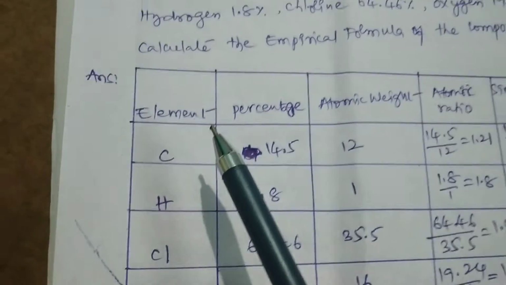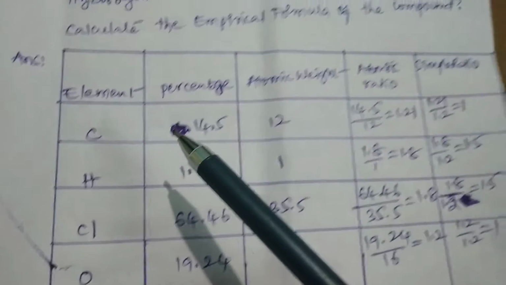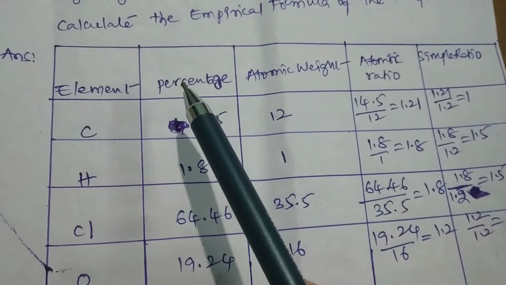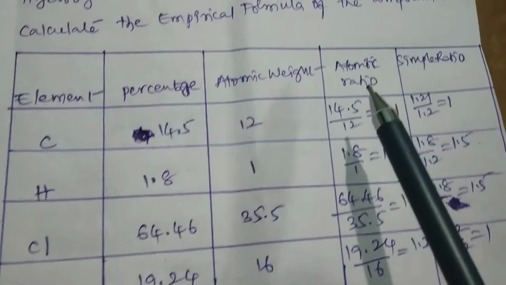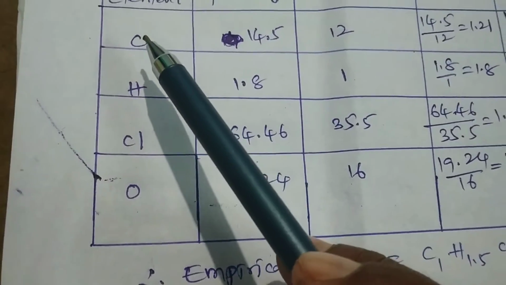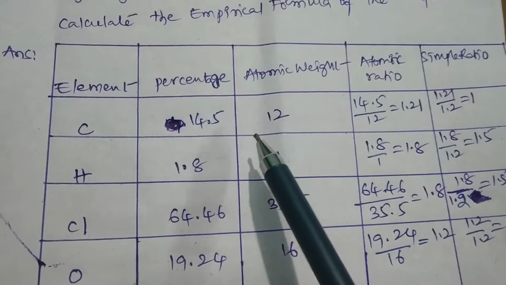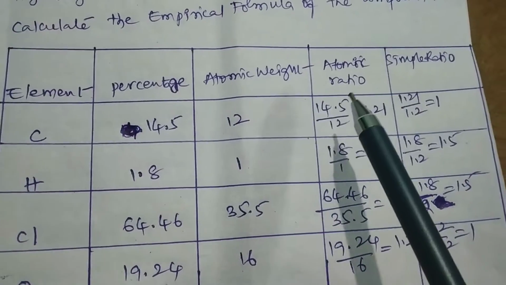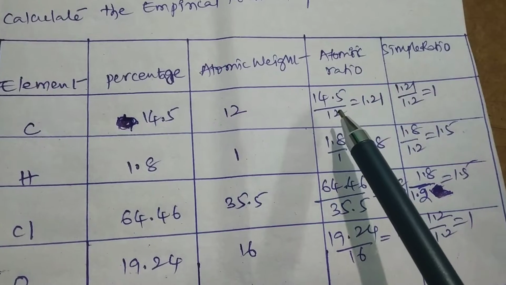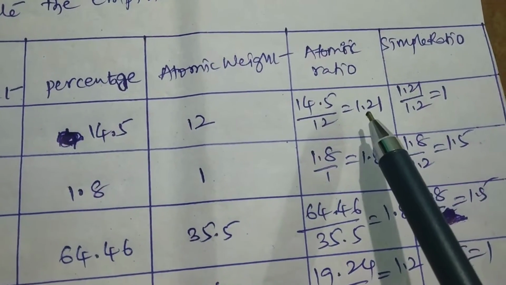The given elements are carbon, hydrogen, chlorine and oxygen. First, in a table, write the element, percentage, atomic weight, atomic ratio and simple ratio. For carbon, the percentage is 14.5 and the atomic weight is 12. The atomic ratio is the percentage of carbon divided by the atomic weight 12, which simplifies to 1.21.